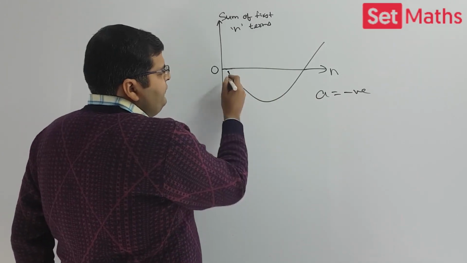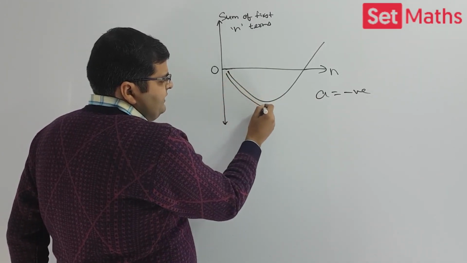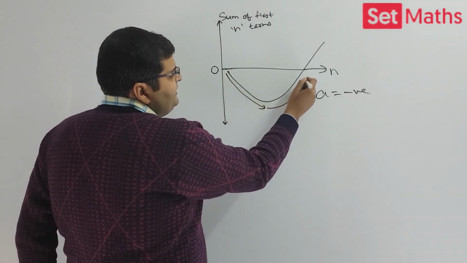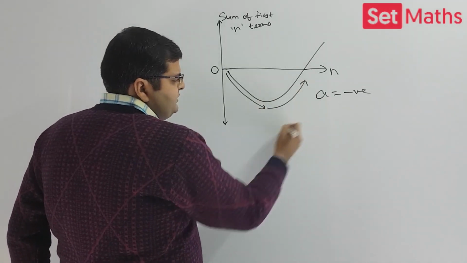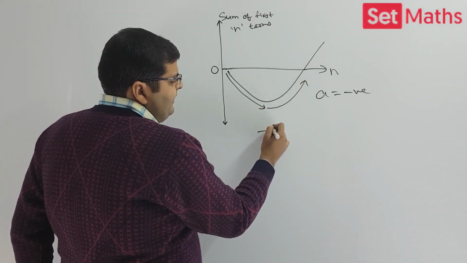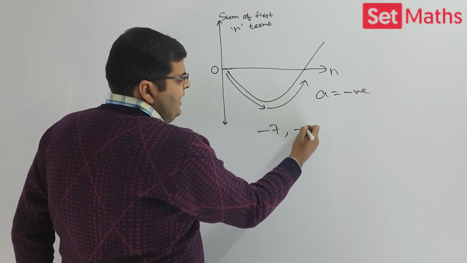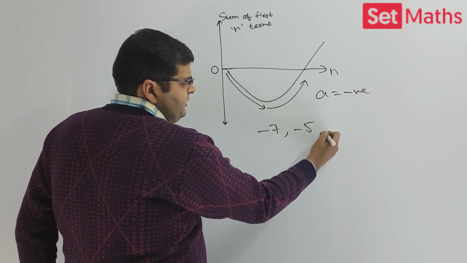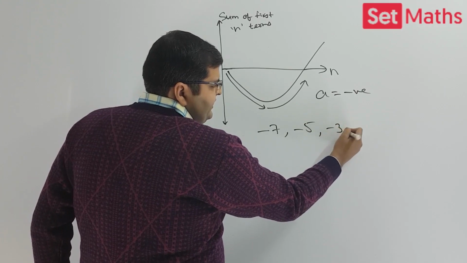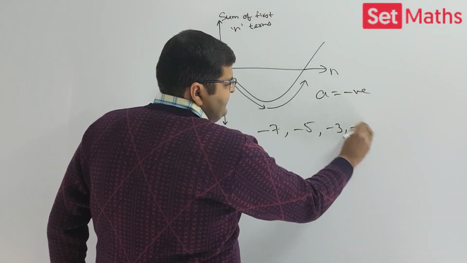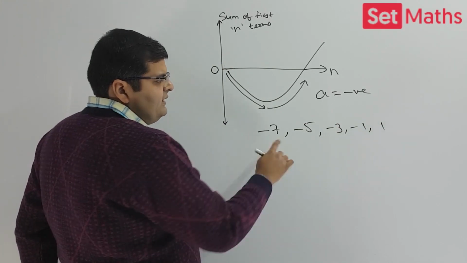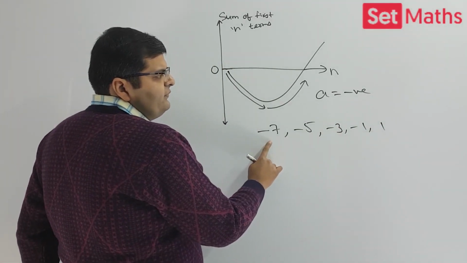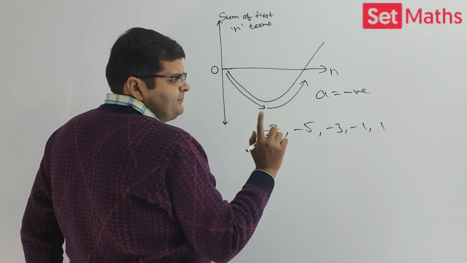Now if you look at it, the sum is decreasing, and after that it has started to increase. Let's say I have an AP whose first term is negative, say minus 7. If I have minus 5 as the next term, then minus 3, then minus 1, and after that a positive term, which is 1. This is an AP with a negative first term and common difference plus 2.